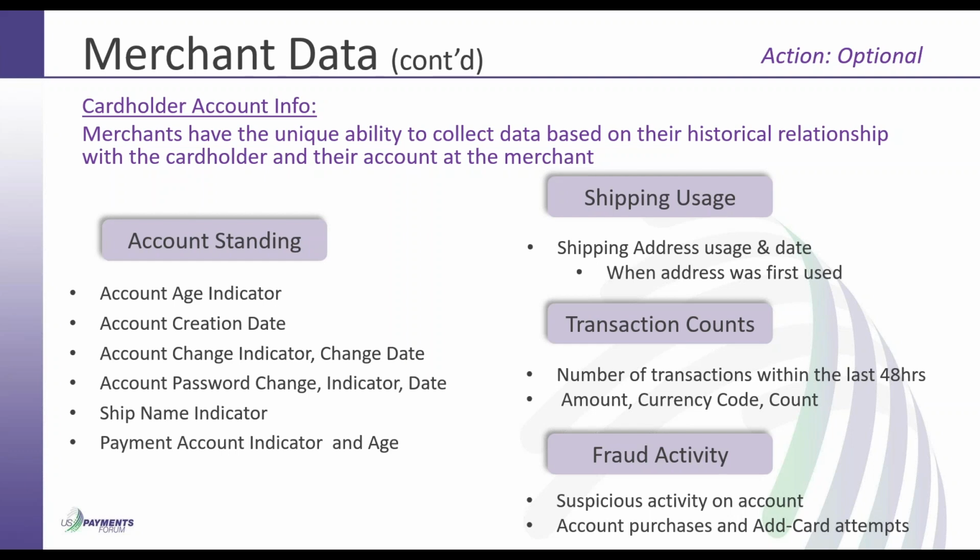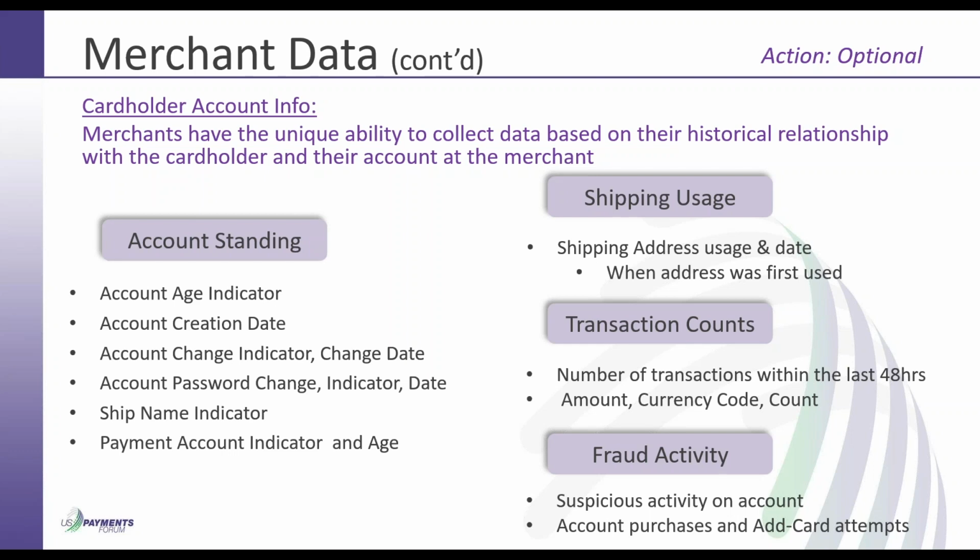In addition, there's some password information. So if this password was just changed, there's an indicator to say changed in the last day, last 30 days, as well as the date of the change. Shipping name indicator to inform whether the name that it's being shipped to is different than the cardholder's name. It could just be yes, it's the same, or no, it's not.